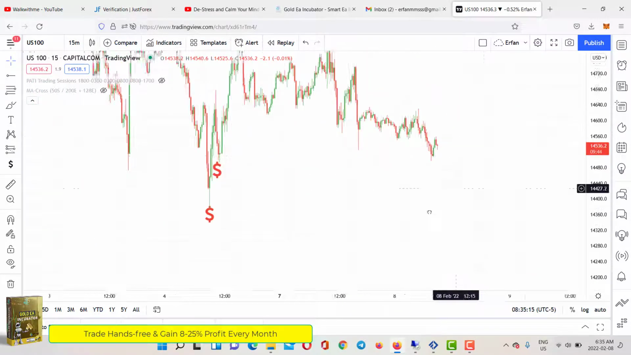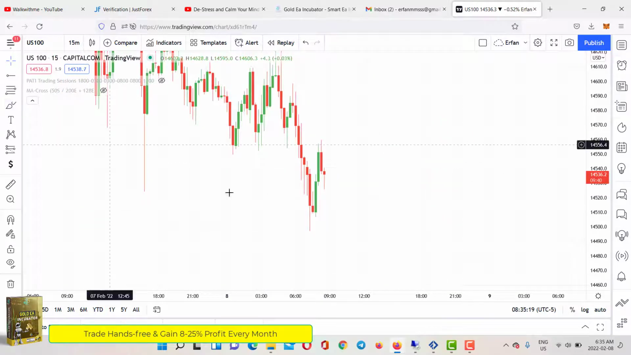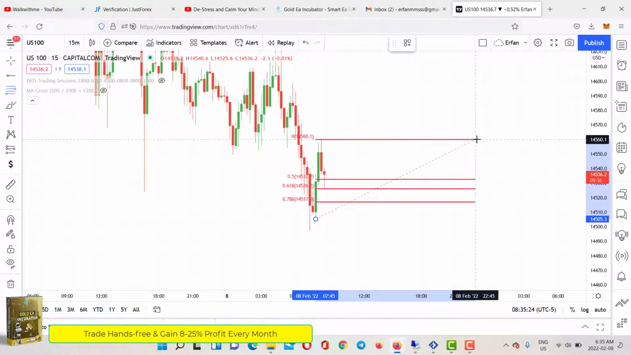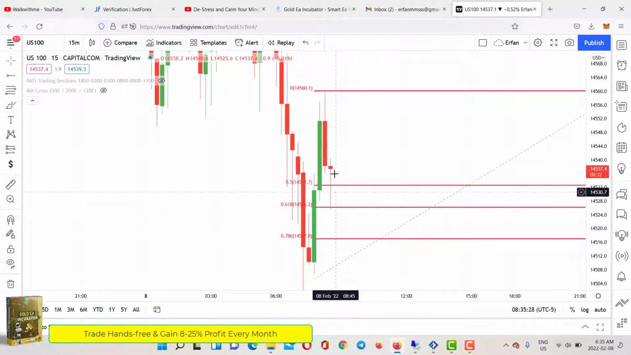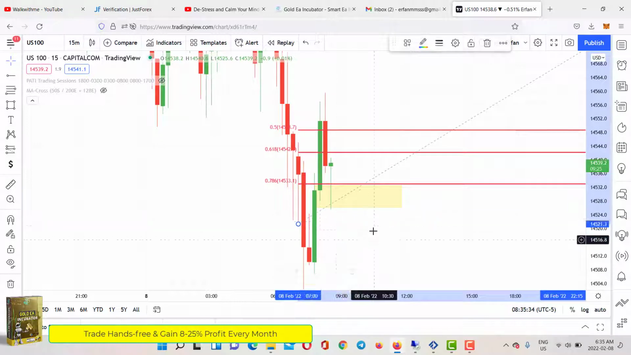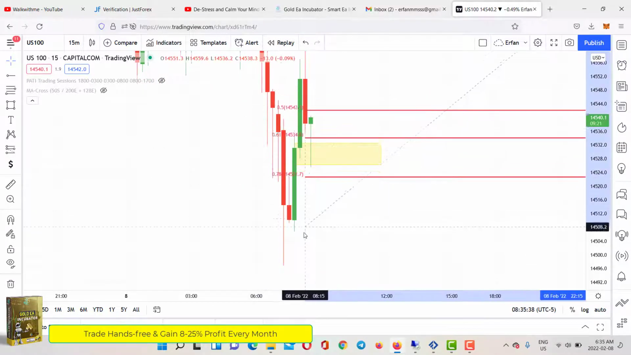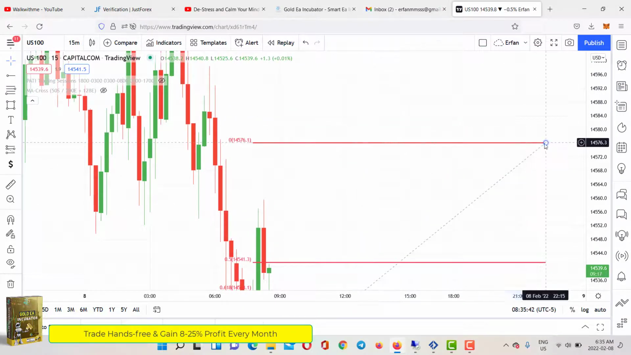But if I want to take a look at it in a smaller picture, and if I want to draw my Fibonacci, you see that it's literally rejecting this golden zone. See, guys, can you see this golden zone? Oh, it's starting from here to here.